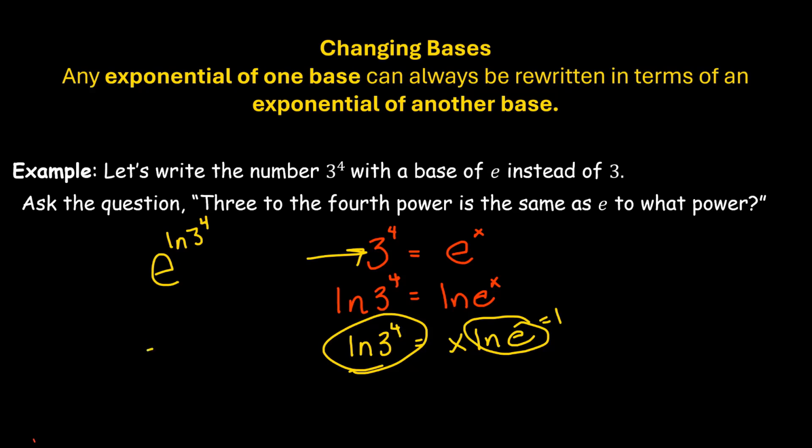Another way to write that would be e to the 4 times the natural log of 3. So if you want to write 3 to the 4th power as e to some power, that's what it is. It's e raised to the 4 times the natural log of 3. So e to the exponent times the natural log of the base.